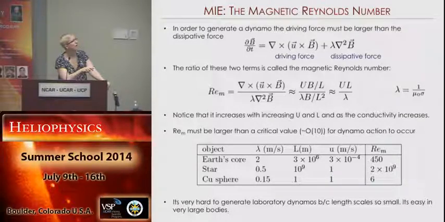But look at a star. Okay? A star wins because of 2 things. First of all, the length scales in stars are much bigger than planets, and the velocities are probably much faster, so you get a ginormous magnetic Reynolds numbers inside stars.